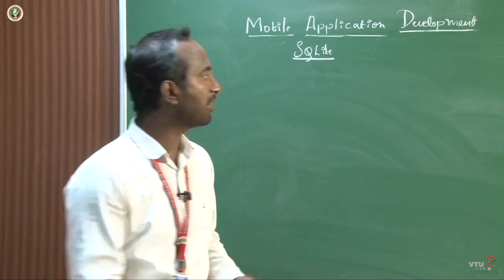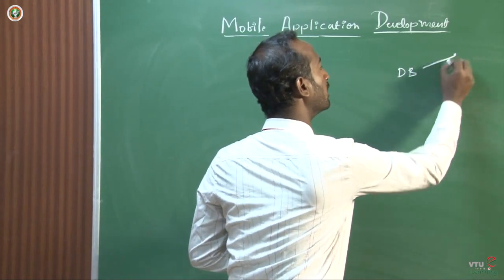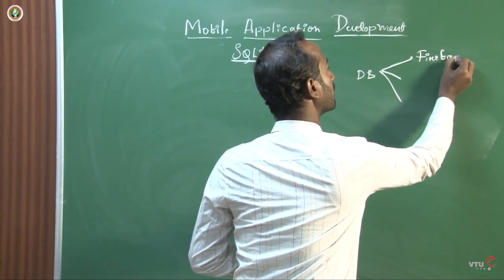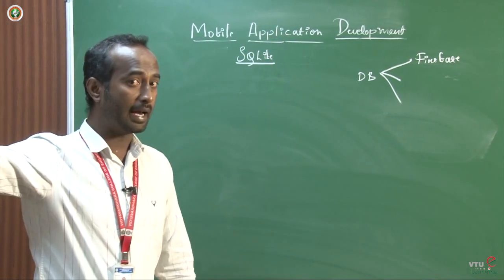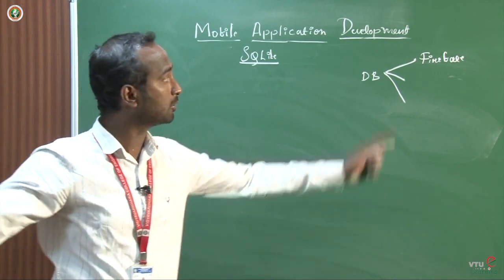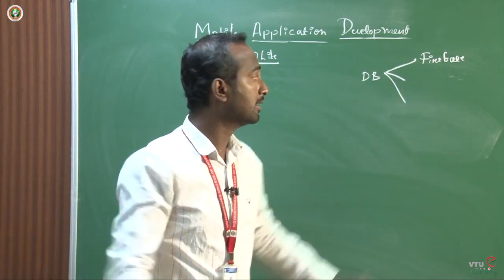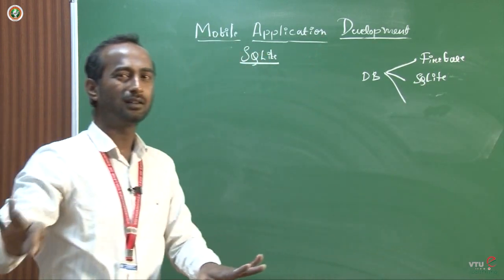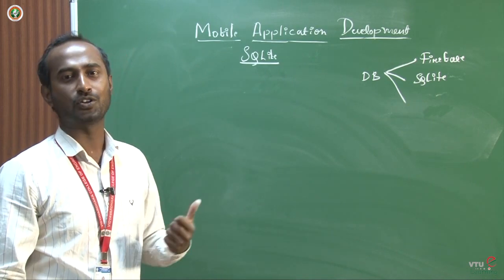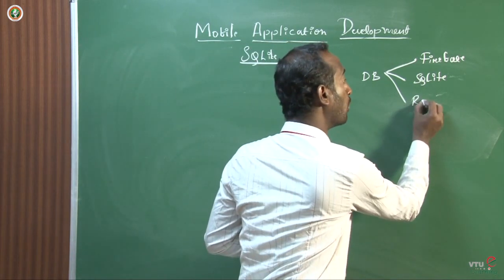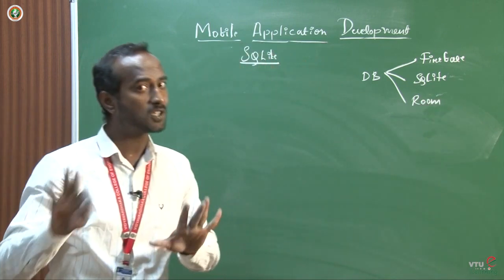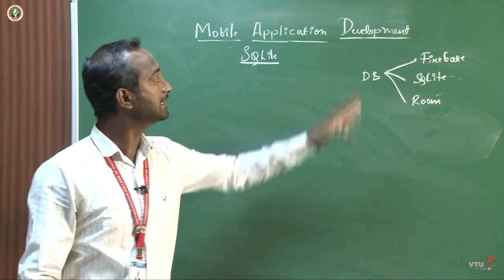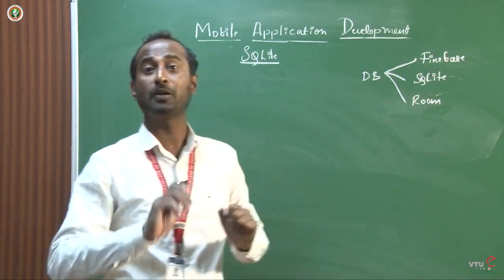In mobile application development, with respect to database, we have three options. One is online Firebase. Without designing the database, you can make use of online Firebase. The next one is SQLite. It's lightweight, so it will be present in the Android Studio itself. The next one, if you want to use the advanced features in database management system, then you can go with the Room database. These are the three possibilities that we have with respect to databases.